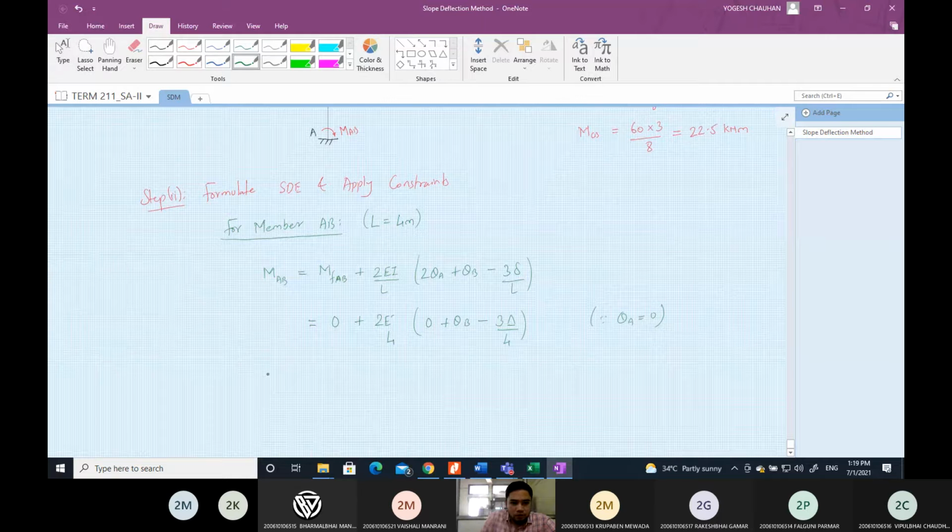Because theta A is 0, your slope deflection equation will be MAB equals 0.5 EI theta B minus, it would be 6 by 16, that means 3 by 8 EI delta by 8. Mark this as number 1.